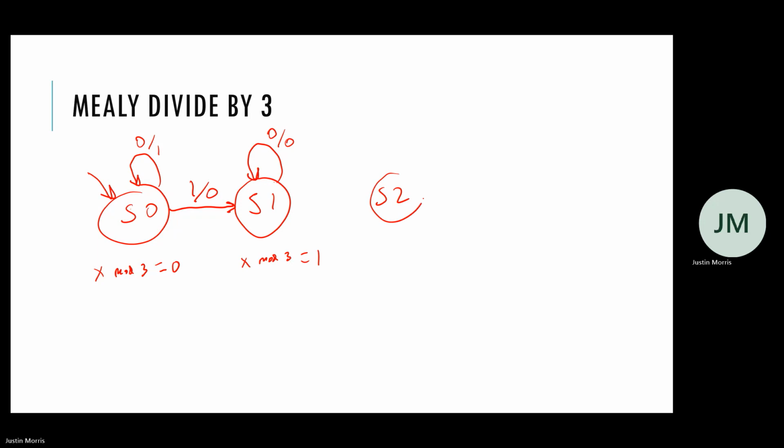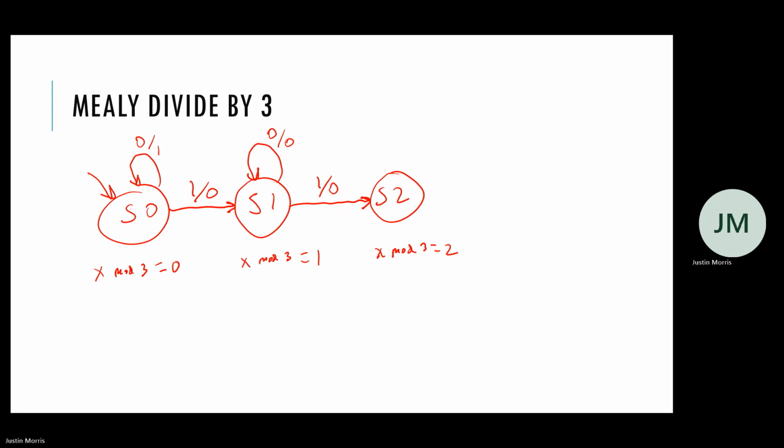S2. What do you think this one is going to be? If I'm in S1, that means my current remainder is 1. If I see a 1, I add 1 to my total number of ones. So now my remainder goes from 1 to 2, right? So I get a 1, output 0.